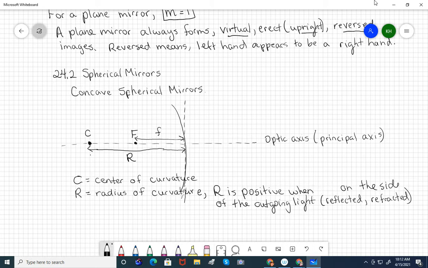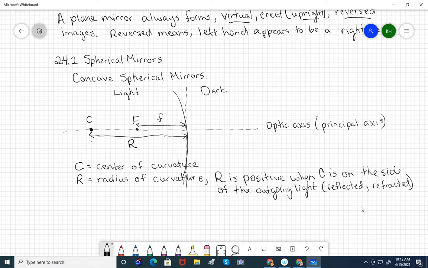When C is on the side. So when the center of curvature, which is right here, is on the same side as the reflected light, which here again for a concave spherical mirror, we can think of this as being the light side of the mirror, and over here as being the dark side of the mirror. So for mirrors, incoming and outgoing light are on the same side. So for a concave spherical mirror, R is always positive.